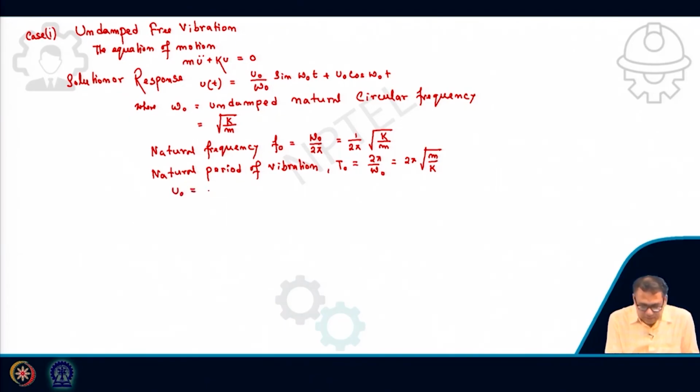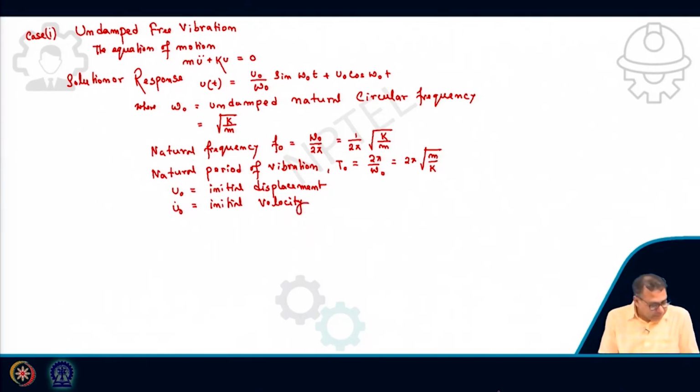Okay, so now here what is U0? U0 is the initial displacement. So these two are the initial conditions. And U0 dot is the initial velocity.